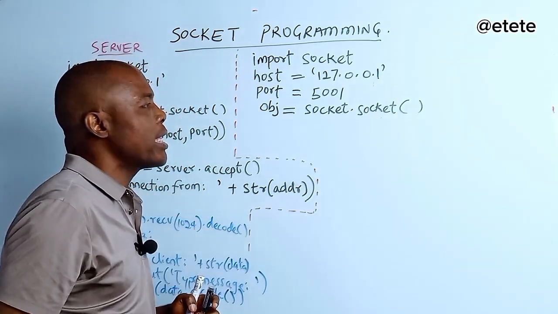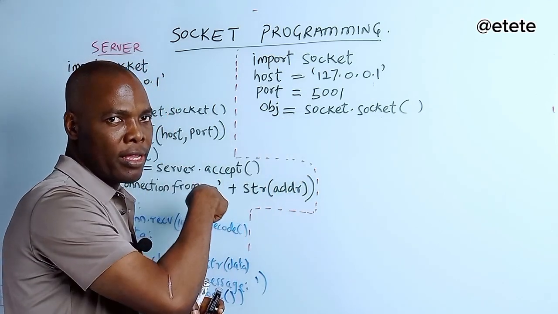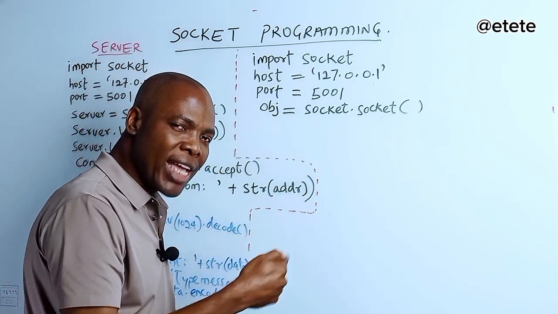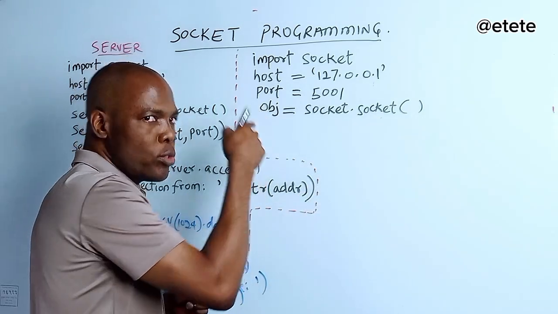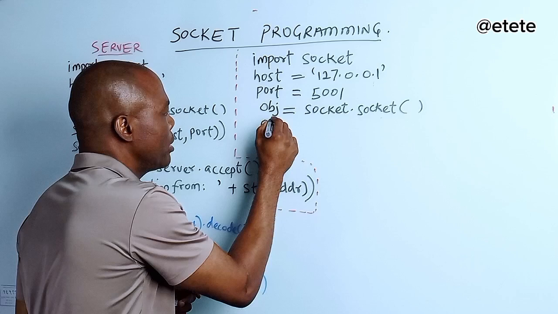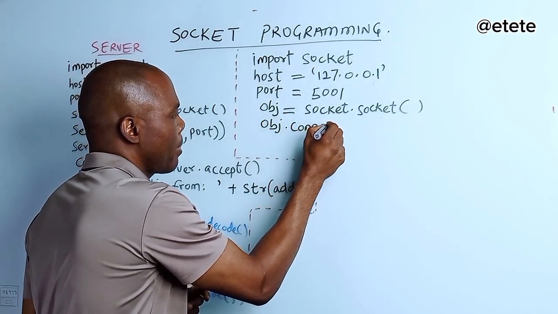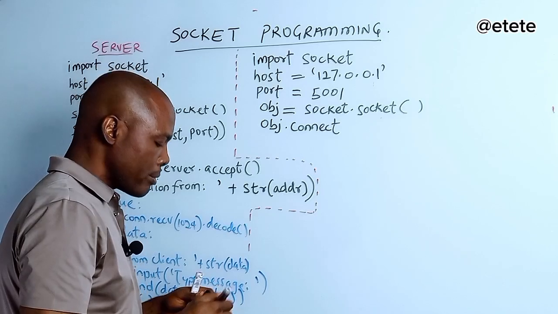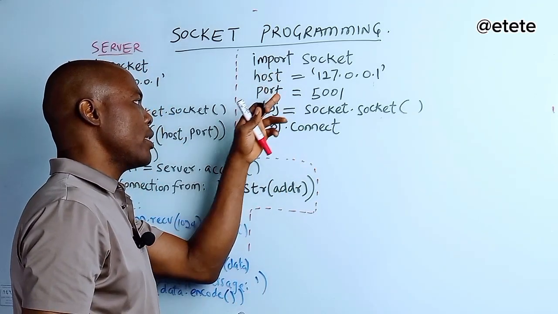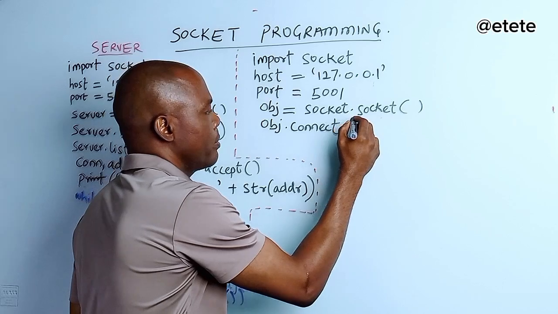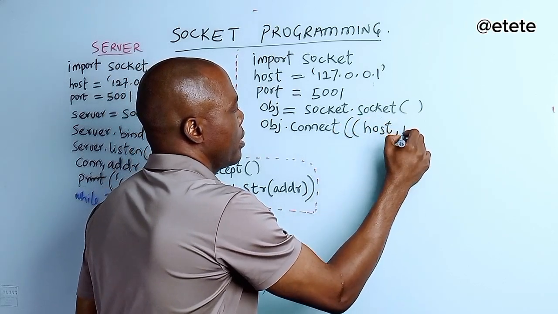Having done that, I am now going to try to connect this client to this server. So I'm going to call the connect method that is inside this class. I will use this object to call that connect method, so I will say obj.connect. Now, where is it going to connect to? It's going to connect to this host and this port. So I will have the host, then the port.